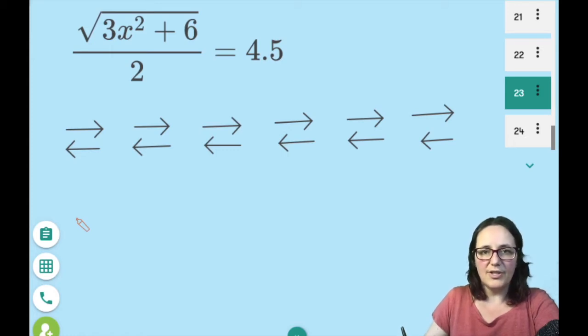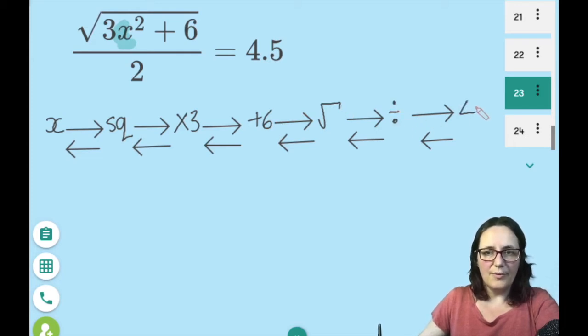So on this first question, we start off just with the letter X. So here's my X. The very first thing that happens to my X is that it gets squared. I'll put an SQ for squared because if I just put a 2, we won't be sure what it is. So it gets squared. We multiply it by 3. We add 6. Next it gets square rooted. And then we divide by 2. And that will give us 4.5.